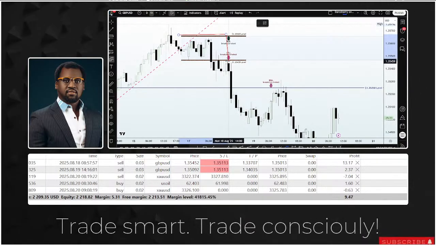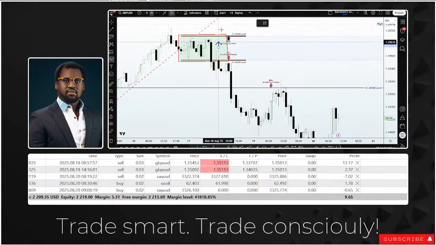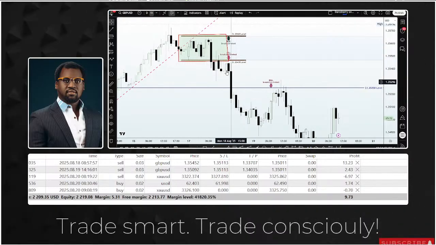And you know how we use our range bound structure. As long as price remains within, we wait patiently and wait for the signal to come. And you know what the signal is: either a breakout of structure for buying ideas or the breakdown of the structure for selling ideas. And look at what happened.